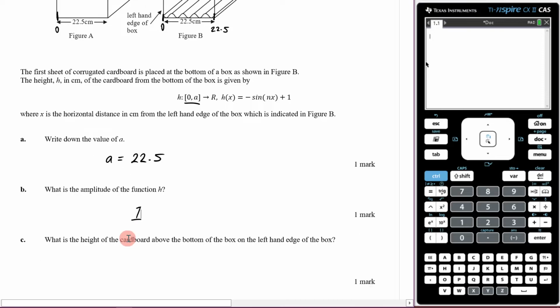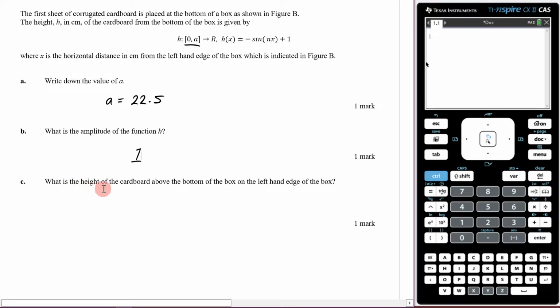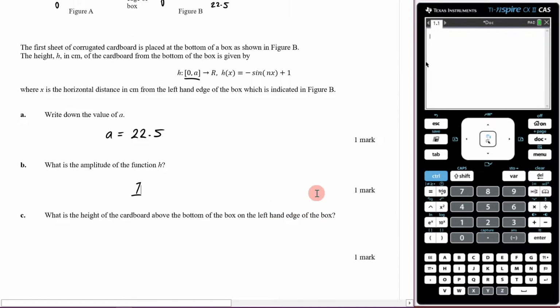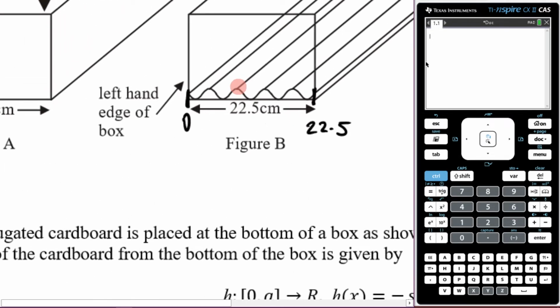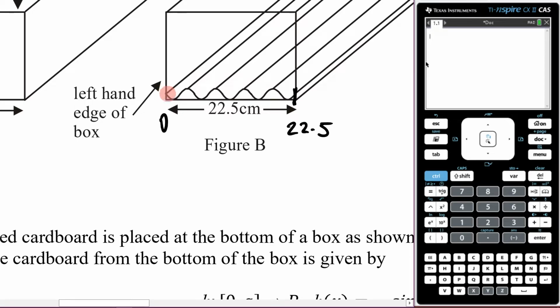Okay, we continue on. Part C. What is the height of the cardboard above the bottom of the box on the left-hand edge of the box? So it's asking me, if we can zoom in here, what is the height of the cardboard right here? It wants that height there. Maybe if I do it in red, you can see it a bit clearer, but it wants this point right here. That's what it wants. And how are we going to find that?